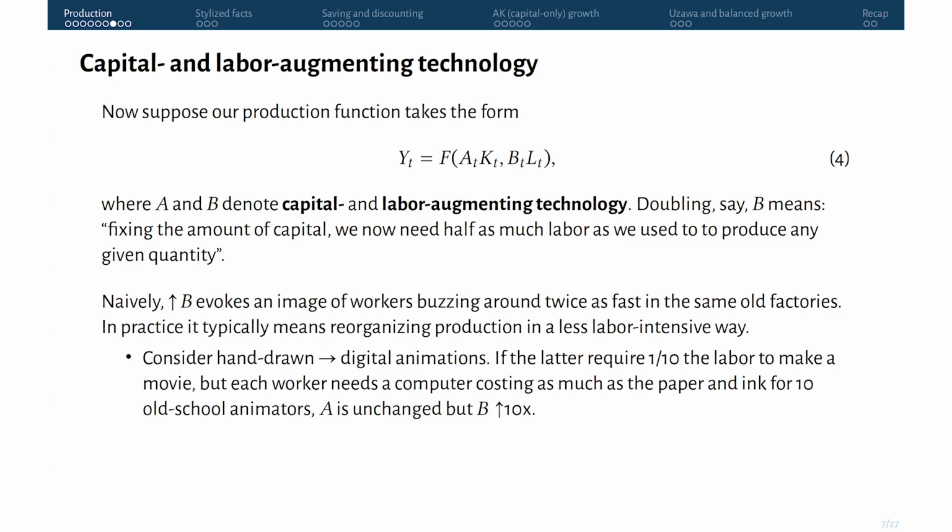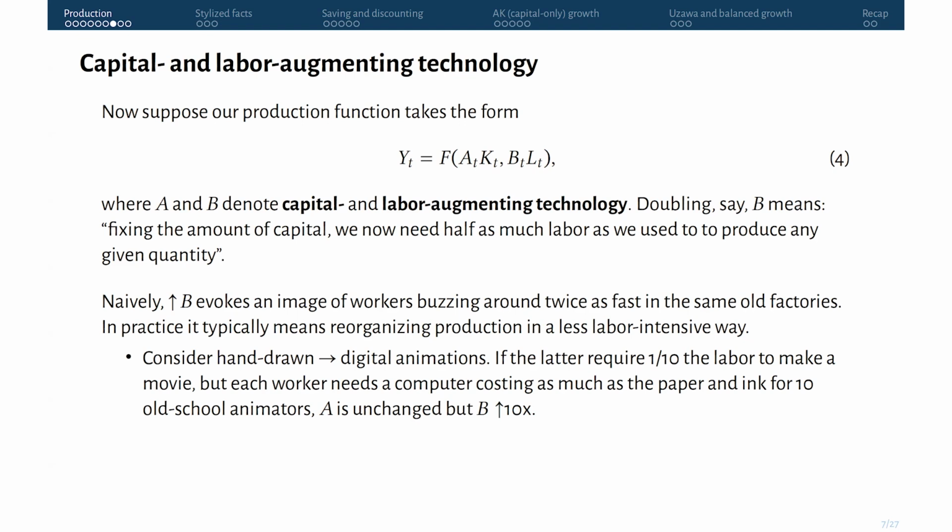So, for instance, consider the move from hand drawn to digital animations. Suppose the quality of the movie that they're making is the same, but it's just now being done on computer. If digital animations require 1/10 as many people to make the same movie, but each one needs a computer costing as much as the paper and ink that 10 hand animators had used, then A is unchanged. To make the movie, you still need as much capital as before. But B has grown by a factor of 10.